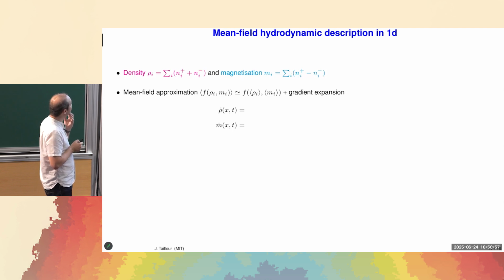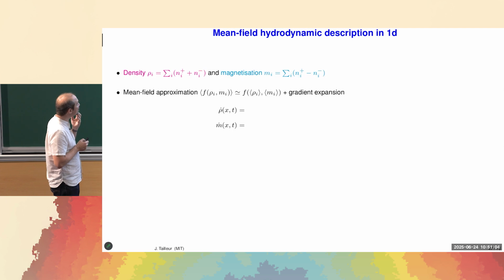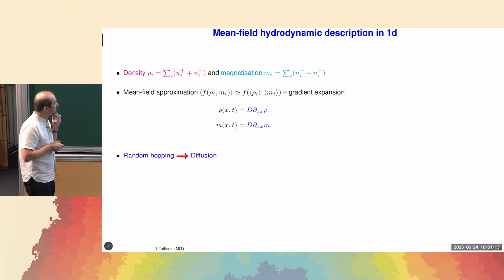So again, you have your density field, your magnetization field. You can write down equation for the average density and the average magnetization. You do mean field, meaning that the average of functions of rho and m are replaced by the function of the average. You do a gradient expansion, and this is the term you get.